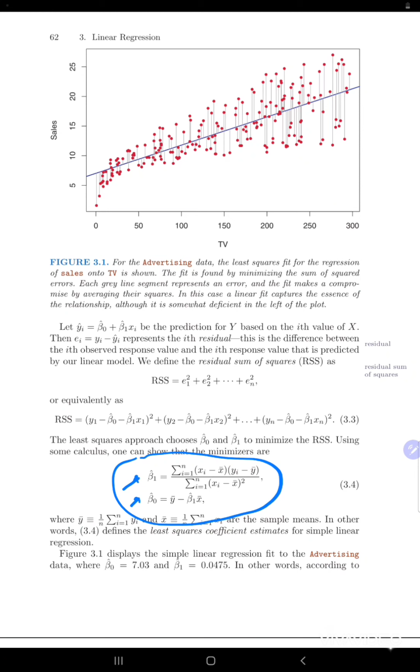As mentioned here, these functions were derived using some calculus. So basically, we'll be using a partial derivative. Later, I'm going to show you how these equations are derived.